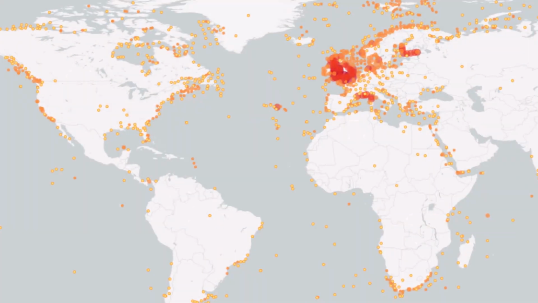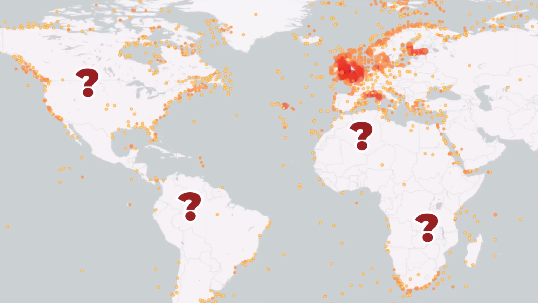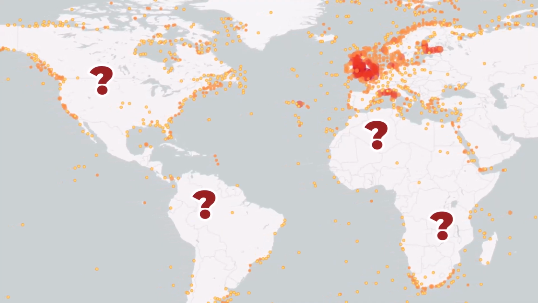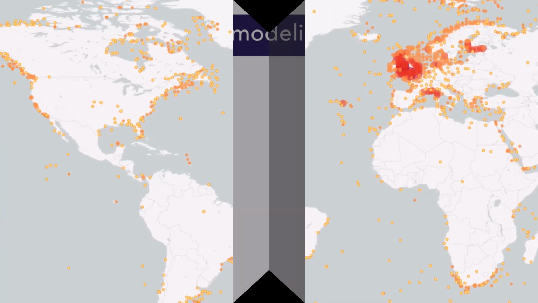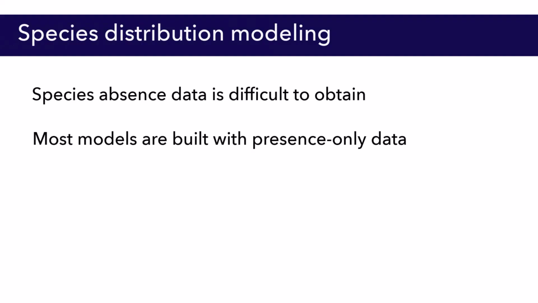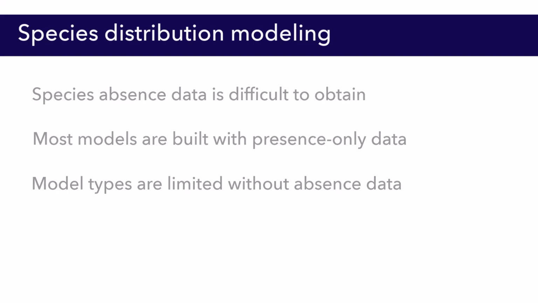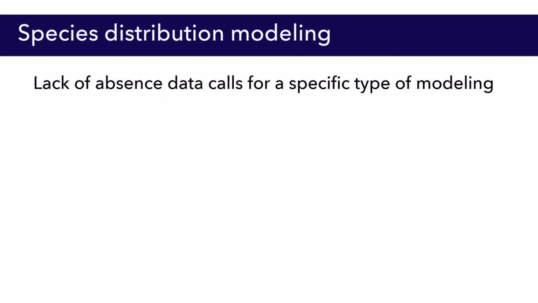Because absence data for ecological observations are so difficult to obtain, most species distribution models are built with what is called presence-only data, meaning we only have data on species presence, not species absence. That limits the types of models that can be used for this purpose. The lack of absence data calls for specific types of modeling that can handle these cases.